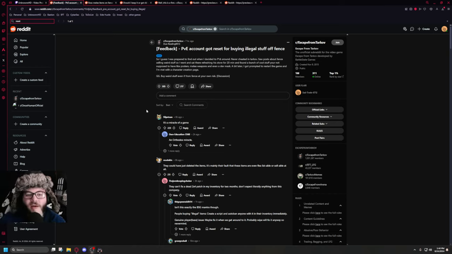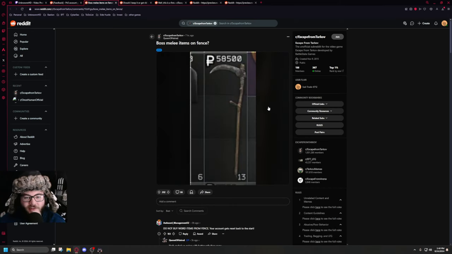Well, this wipe, as you can see here, the PVE account got reset by buying illegal stuff off of Fence. So what that means is, as you can see here, people are posting about boss melee items on Fence. This is a scythe. There's 13 of them on the market, and the only way to get these kinds of items is from being a dev or third-party services that are not allowed in the game.